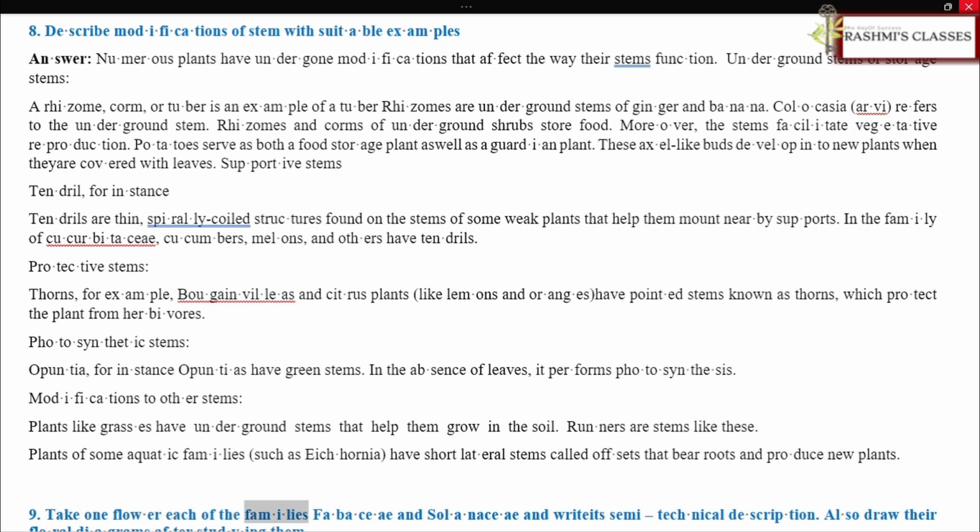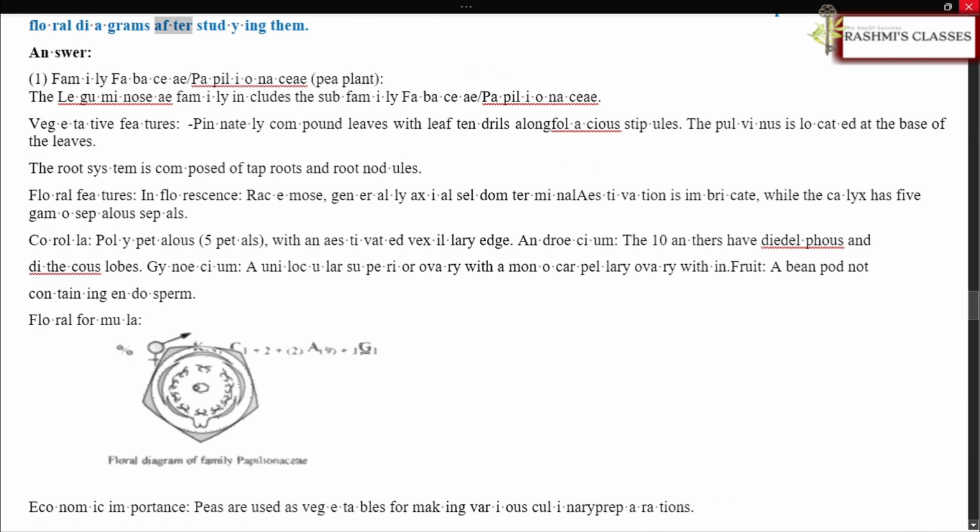Take one flower each of the families Fabaceae and Solanaceae and write its semi-technical description. Also draw their floral diagrams after studying them. Answer. Family Fabaceae/Papilionaceae, pea plant. The Leguminosae family includes the subfamily Fabaceae/Papilionaceae. Vegetative features: pinnately compound leaves with leaf tendrils along foliaceous stipules. The pulvinus is located at the base of the leaves. The root system is composed of taproots and root nodules.